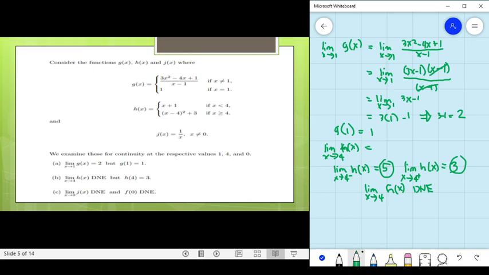Notice that all of these functions are discontinuous at the given values. So we will be discussing more of this discontinuity in this topic.